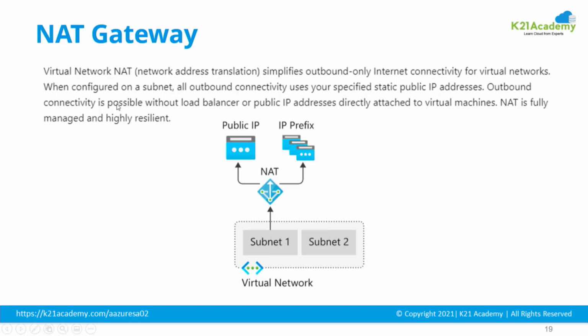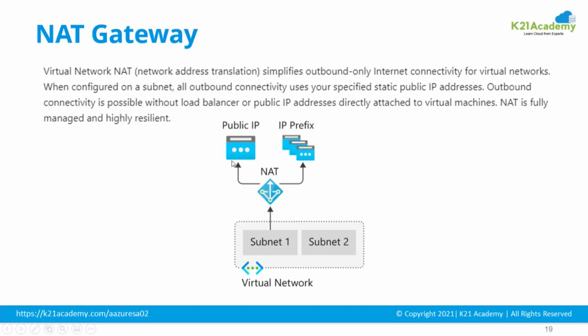So outbound connectivity is possible without any load balancer or public IP directly attached to the virtual machine. So this will also help if you have a virtual machine and there is no public IP, or there's no outbound connectivity, or there's no load balancer for outbound connectivity. NAT will help you in reaching out and will translate the IP address of the client.